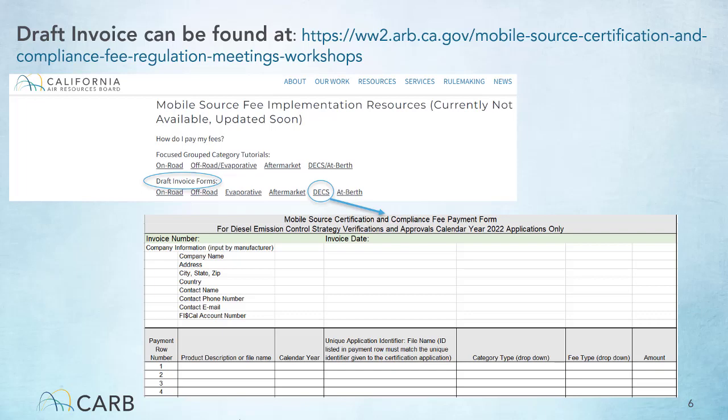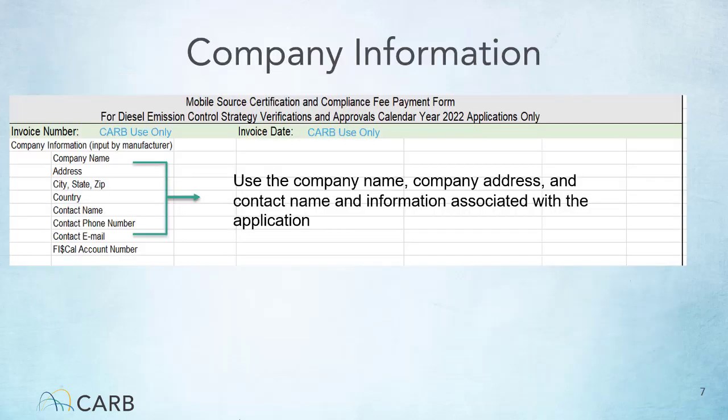As can be seen, the draft invoice form has different sections, including company information, product description or file name, calendar year, unique application identifier, category type, and fee type. In the following slides, I'm going to explain how to fill out all these sections in detail. In this section, please note that invoice number and invoice date should not be filled out by you. Invoice number and invoice date are for CARB use only, and CARB staff will fill them out later. You need to fill out all the other sections shown in this slide.